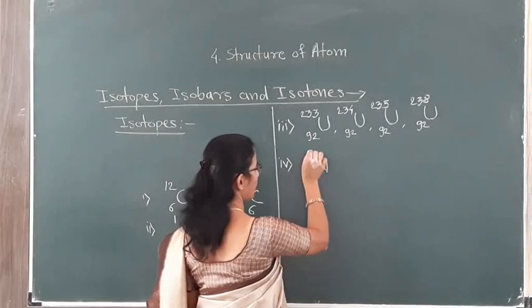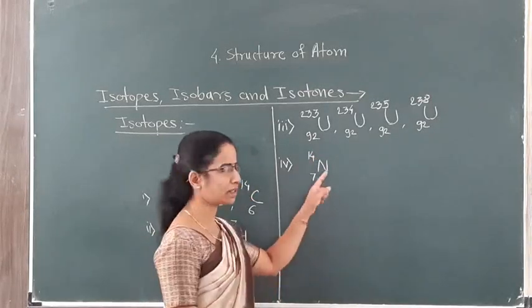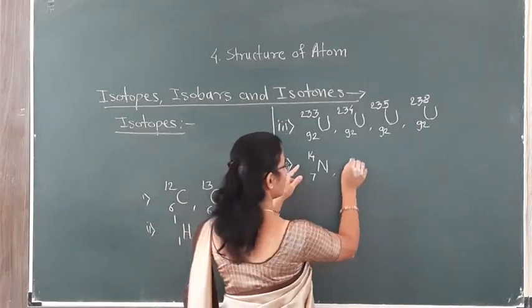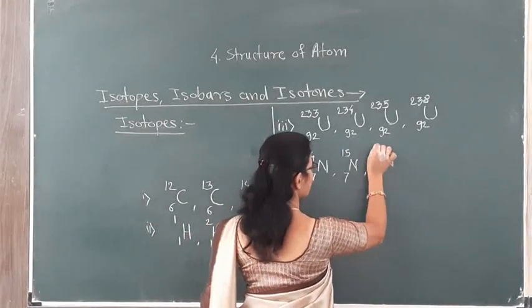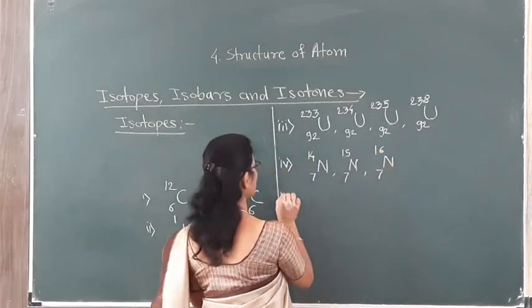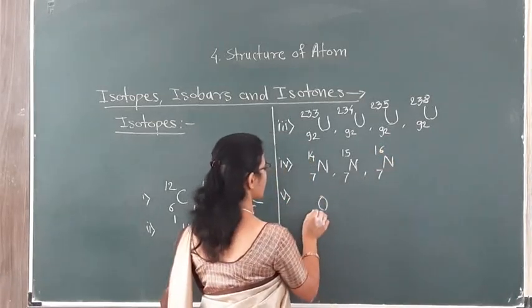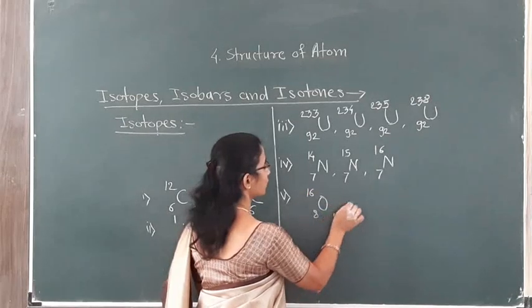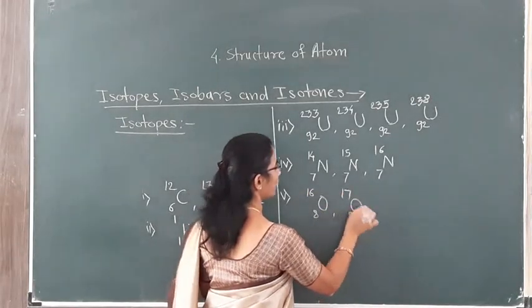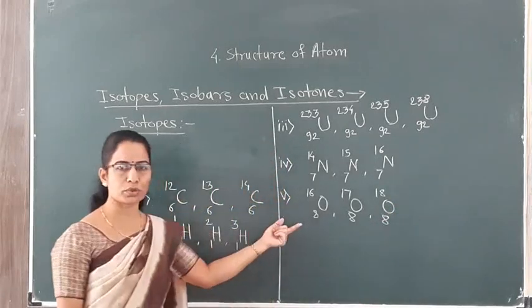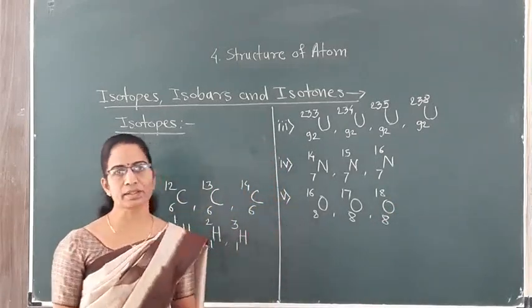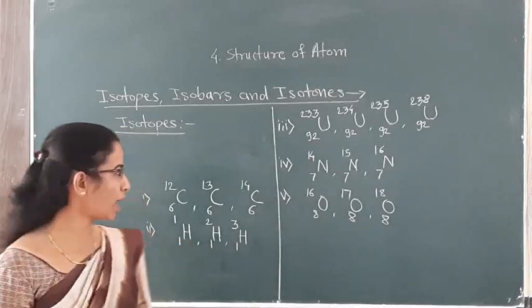Nitrogen also has different isotopes, that is N-14, N-15 and N-16. Similarly, you can see the other examples: oxygen-16, oxygen-17 and oxygen-18. These are the isotopes of oxygen. Now let's see the characteristics of isotopes.